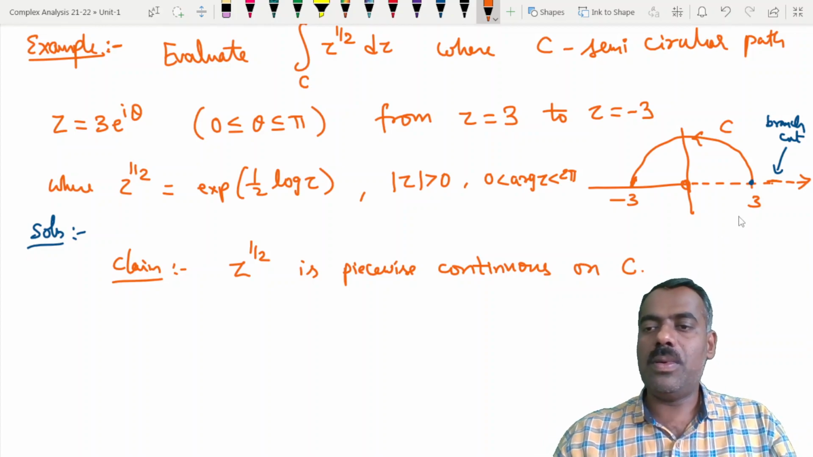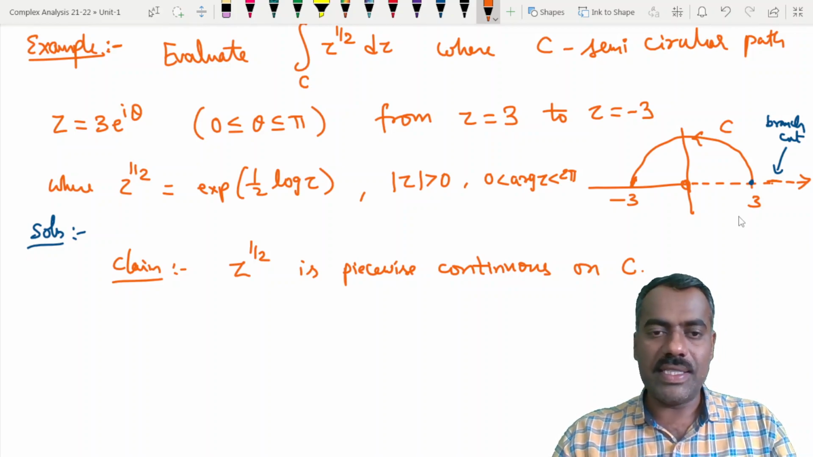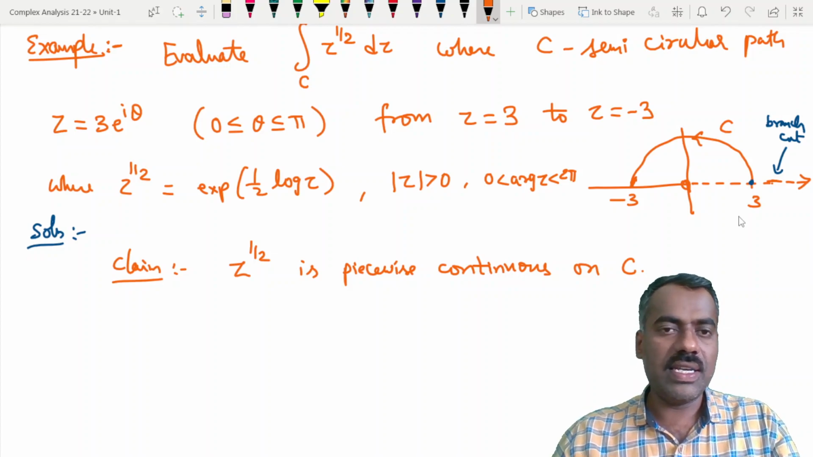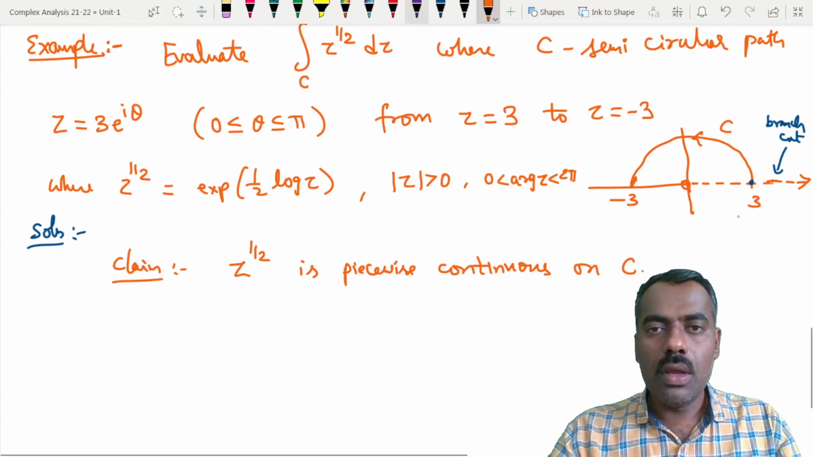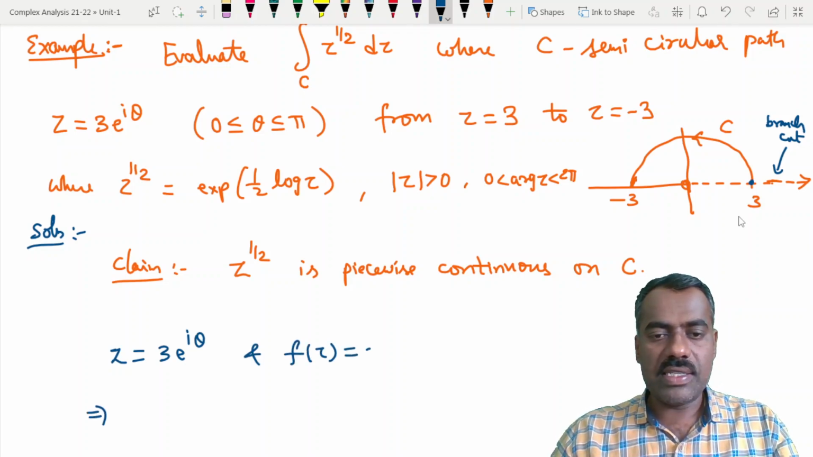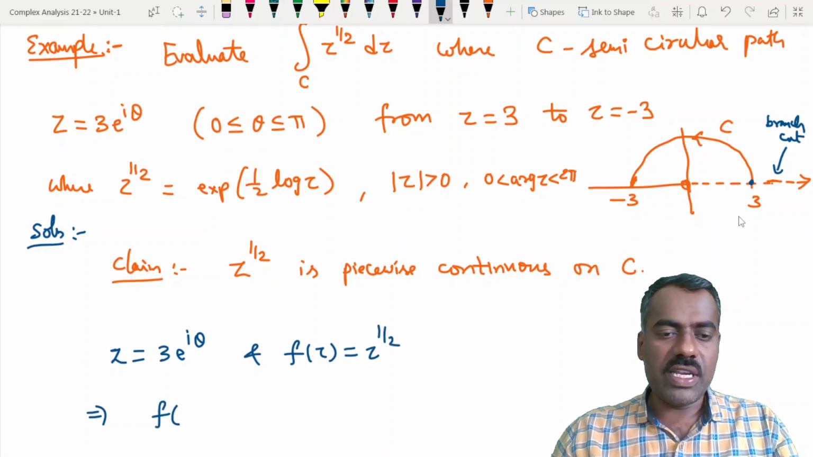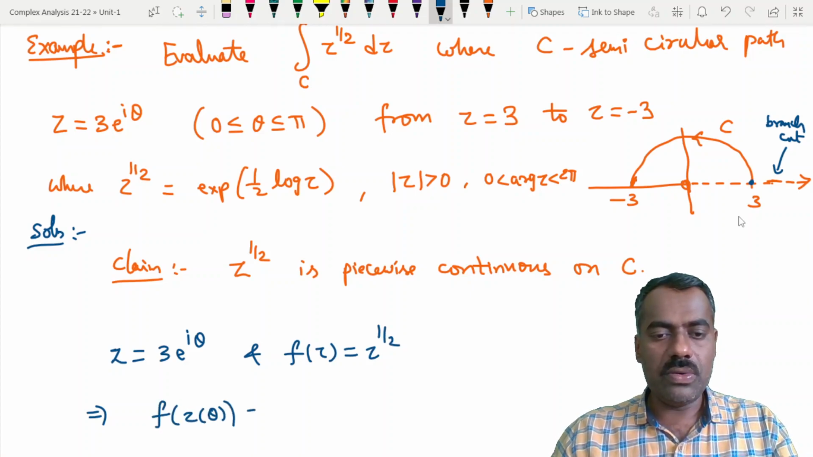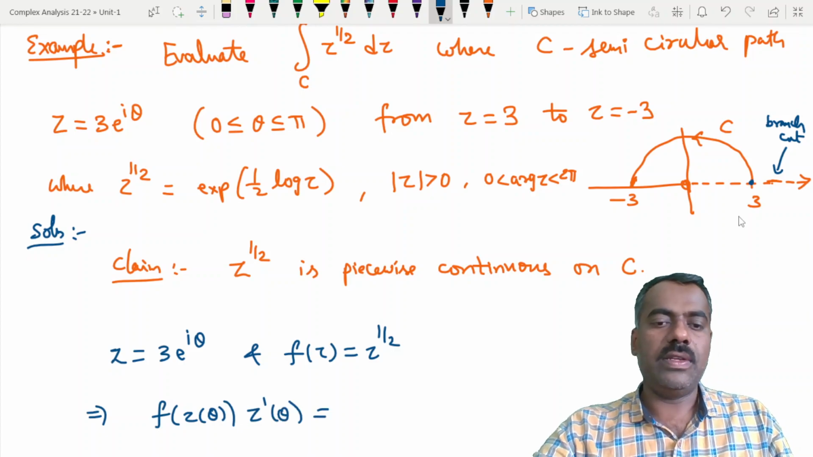Okay, there is no problem for all these other points. Only we have to check at this point 3. So it is enough if we show that this one-sided limit exists at 3. Okay, then it will become piecewise continuous. Right? Okay, that is not a difficult one because let's try to find out what is this z power half. So this z is 3 e power i theta. Okay, and if you write f of z as z power half, then what is f of z of theta into z dash of theta? Because we want to find this one.